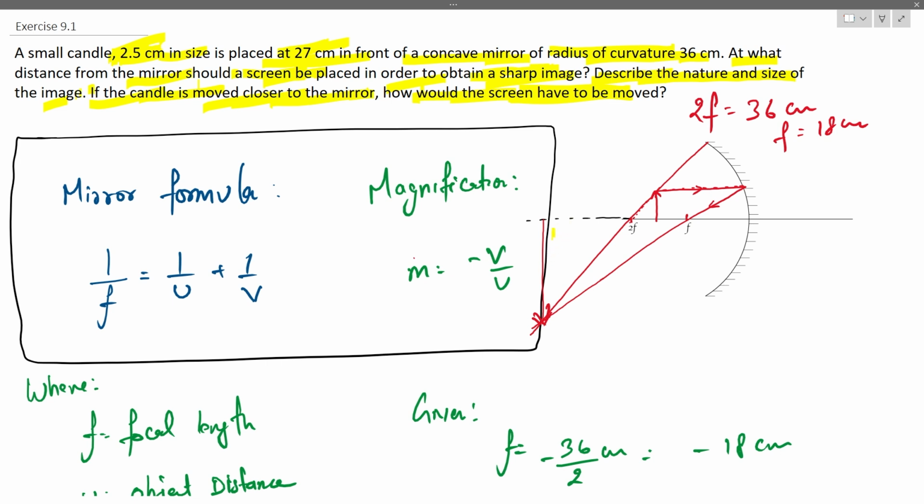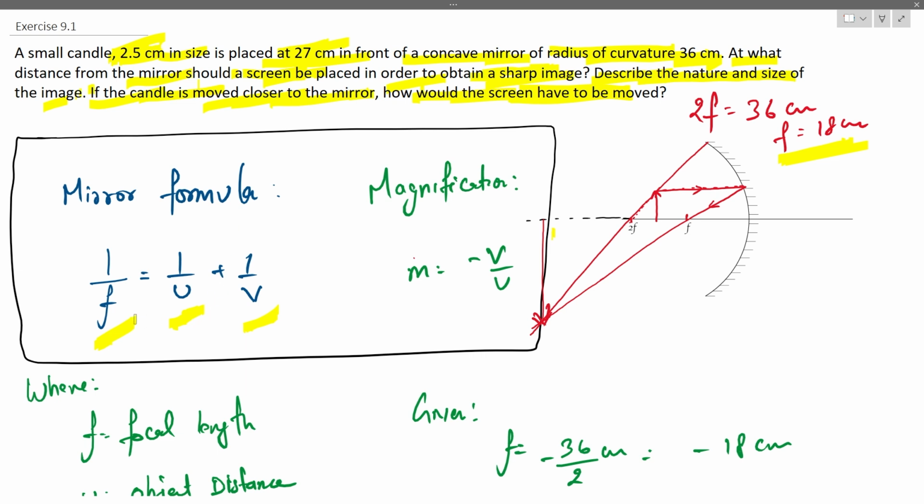So let us proceed. We can use the mirror formula over here, which is given by 1 by f equals 1 by u plus 1 by v, where f is the focal length, u is the object distance and v is the image distance. The focal length of this mirror is 36 centimeter by 2, so we can find the focal length as 18 centimeter. Object distance is given; since it is in front of the mirror, u is going to be negative, that is negative 27 centimeter.